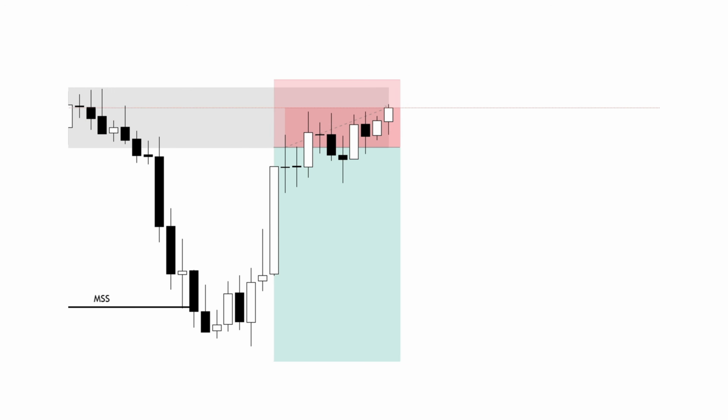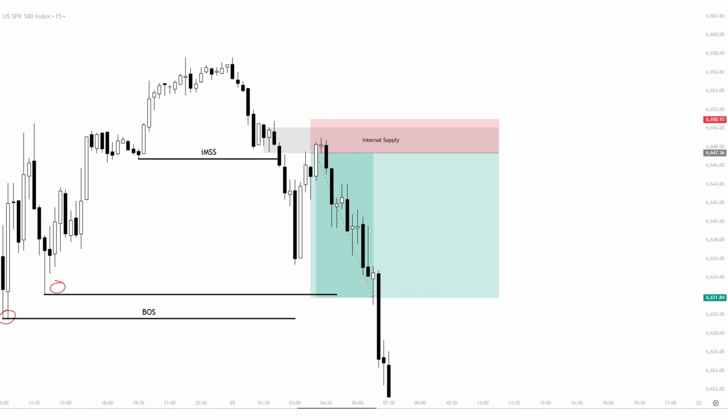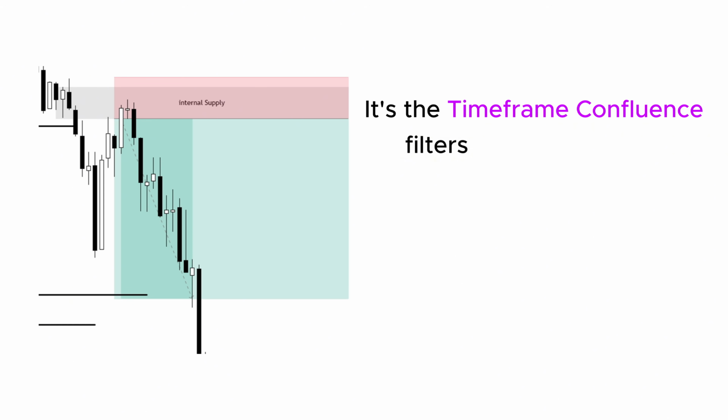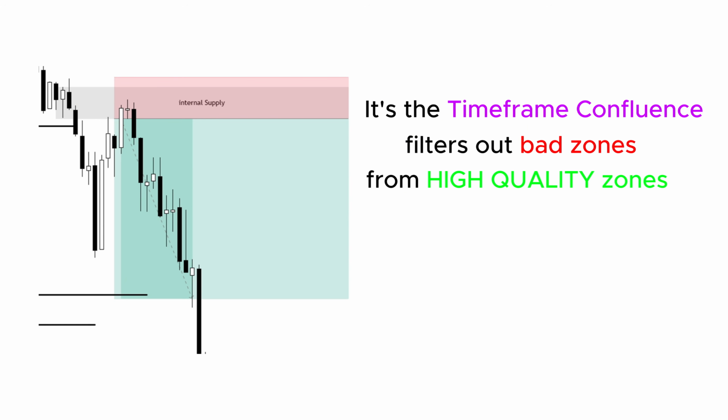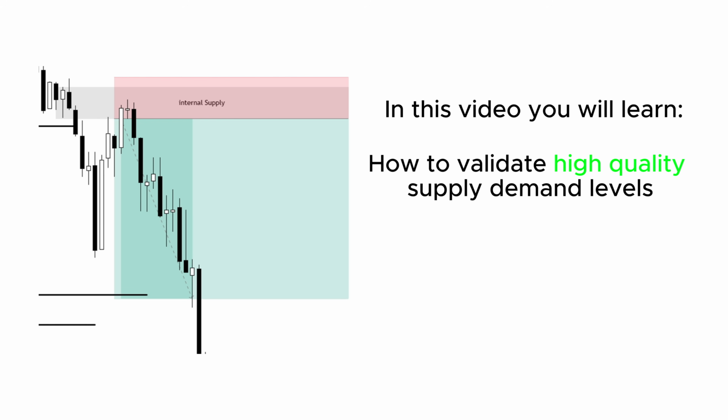This is what happens if you trade a low-quality supply zone. And this is what happens if you trade a high-quality supply zone. But what exactly makes the difference? It's the time frame confluence that filters out bad zones from high-quality zones. And in this video, you will learn how to validate high-quality supply and demand levels.